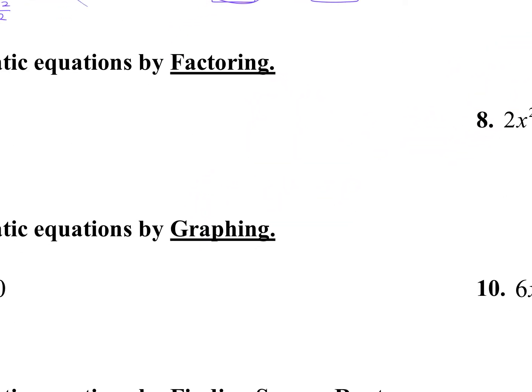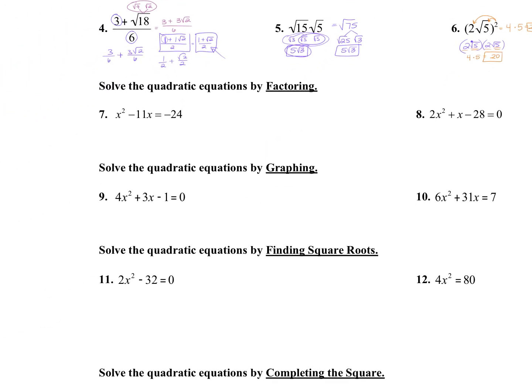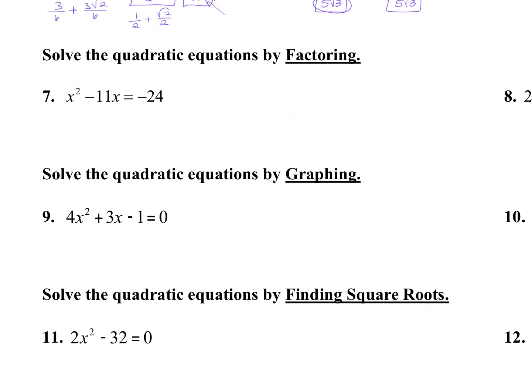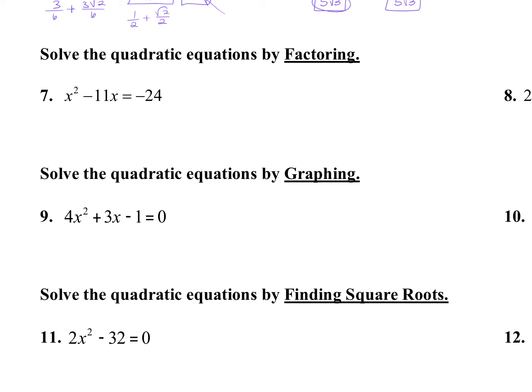All right, let's factor. When you solve a quadratic by factoring, what has to happen first? It has to be equal to 0, okay? So if I'm going to make this equal to 0, I'm going to add 24 to both sides. So I get x squared minus 11x plus 24 equals 0. How do we solve by factoring? The star. So we're going to set up the star method here.